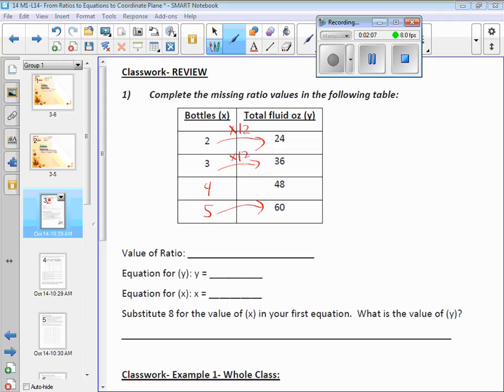Value of the ratio. Get used to it. I want you to do it like that all the time.